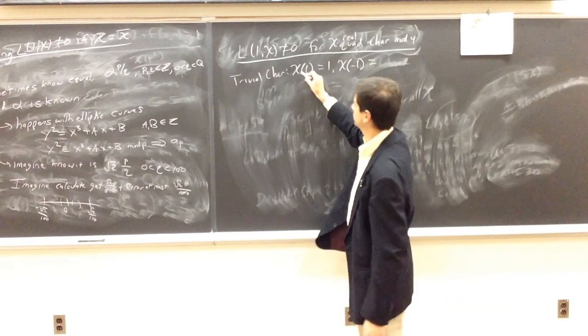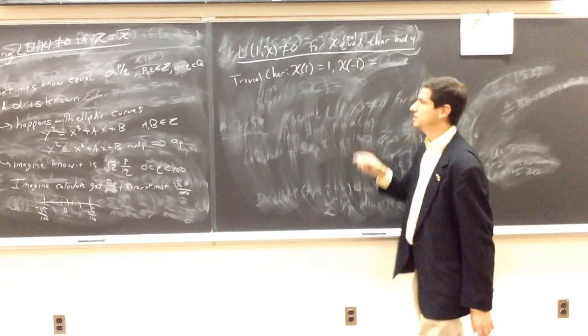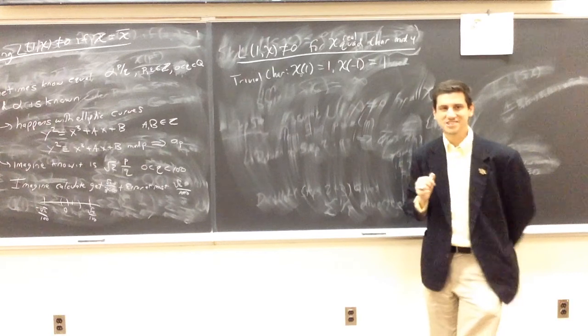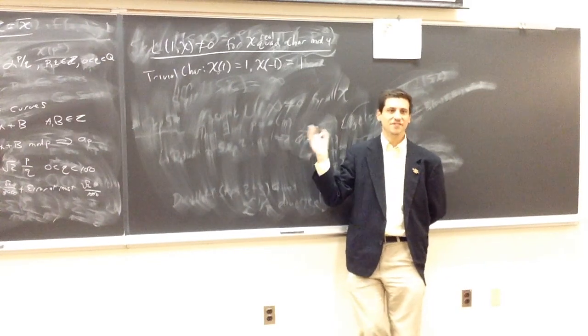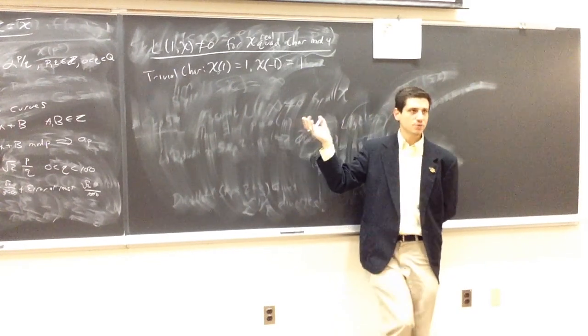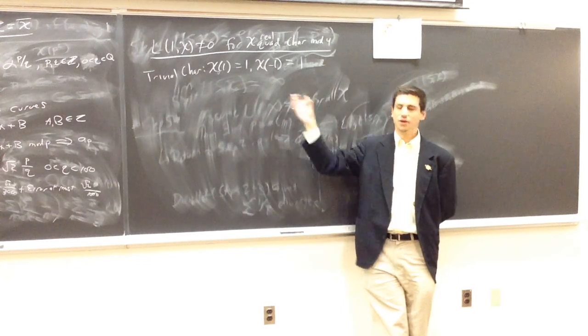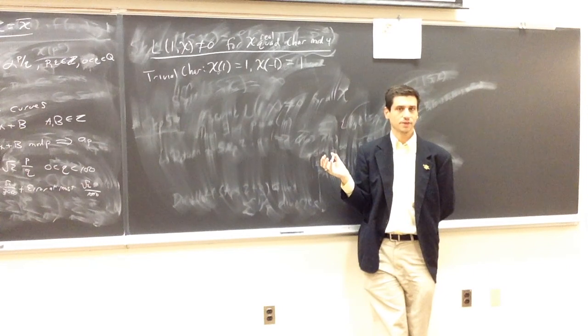Sorry, this is the trivial character. I'll put a 0 to minus those. We're talking about the trivial character right now. The trivial character sends everything to 1 that it can. If it shares a common factor with them, it's not going to send it to 1. But anything else it sends to 1. So chi naught of 1 is 1. Chi naught of minus 1 is 1.